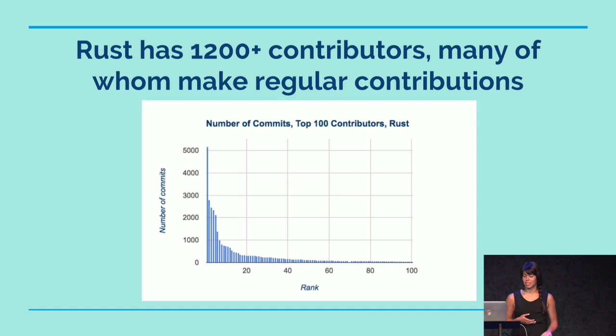And so Rust today has over 1,200 contributors, which is a lot. And a lot of them make regular contributions. So I want you to remember this graph, because I'll show you an example of a BDFL one later. But you can see that there's this fat tail of contributions, where not only are a lot of people contributing, but they're also making a pretty significant number of commits.